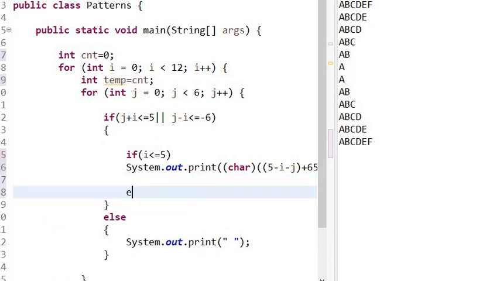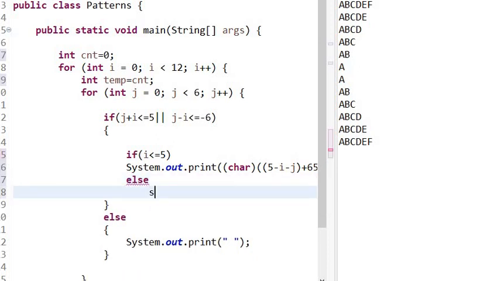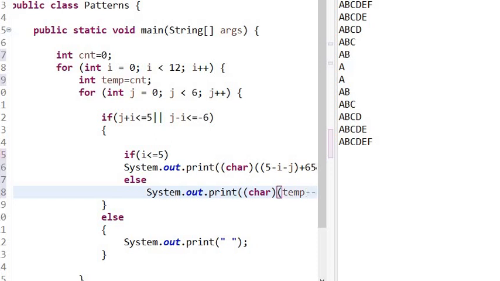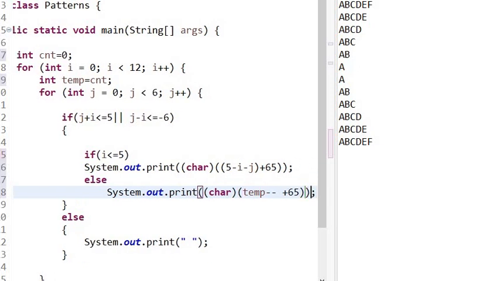else. In else, we will be typing out what. Firstly, I have to just characterize it. So I will be writing typecast into character. Now what I have to typecast is, I will be taking the temp variable, decrement it, and then plus 65. So what does it mean now? Let me just show you.